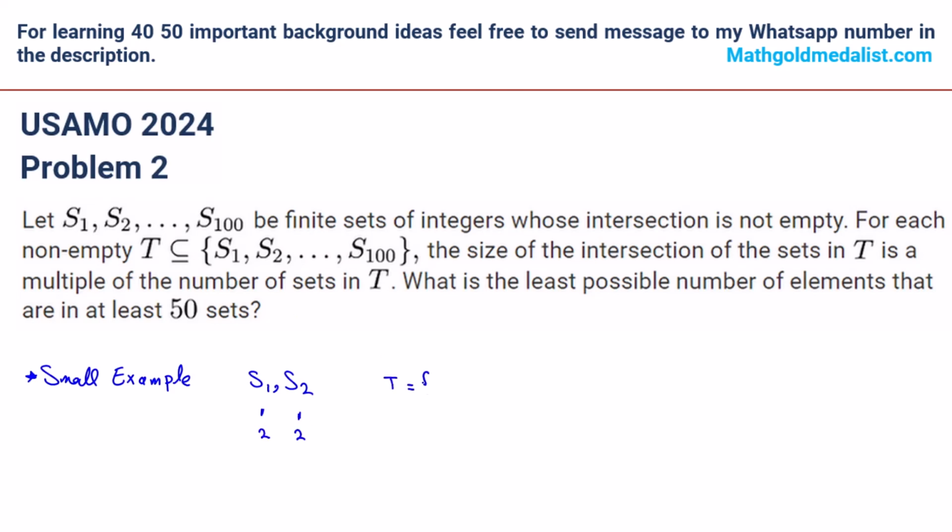Because if T is S1 and S2, it says what? The size of the intersection of the sets in T is a multiple of the number of sets in T. So it means that the number of elements of T should divide S1 intersect S2. It is 2. So 2 should divide S1 intersect S2. What's your problem?